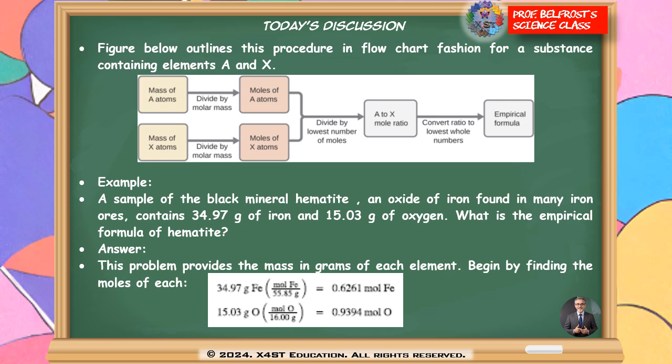And here's the flow chart showing how the previous outline works. Let's start by discussing an example to see it more clearly. Say that we have hematite, which contains 24.97 grams of iron and 15.03 grams of oxygen. What is the empirical formula of the hematite? Using the same strategy, we get this result: 0.6261 mole of iron and 0.9394 mole of oxygen.